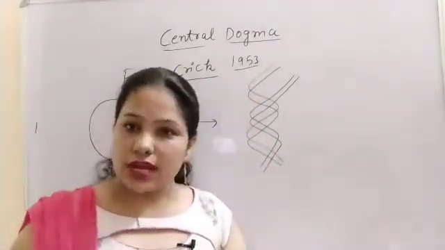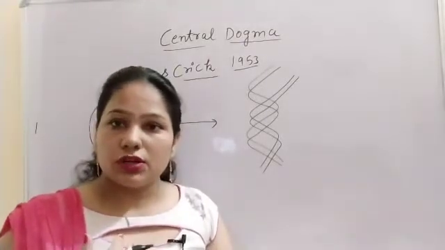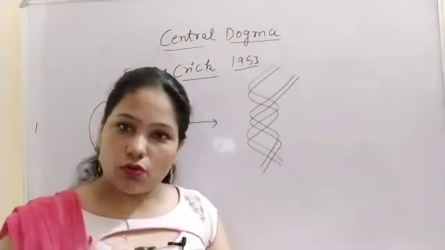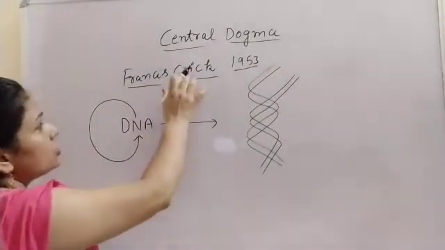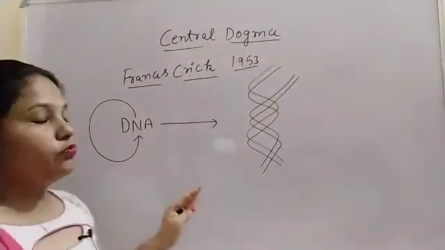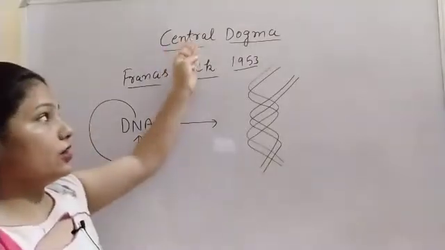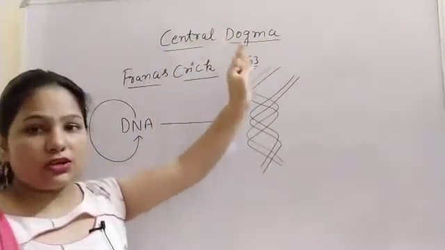So there are some salient features of this double helical structure of DNA also. After that, Francis Crick also proposed one model, and that is the central dogma. So what is central dogma?